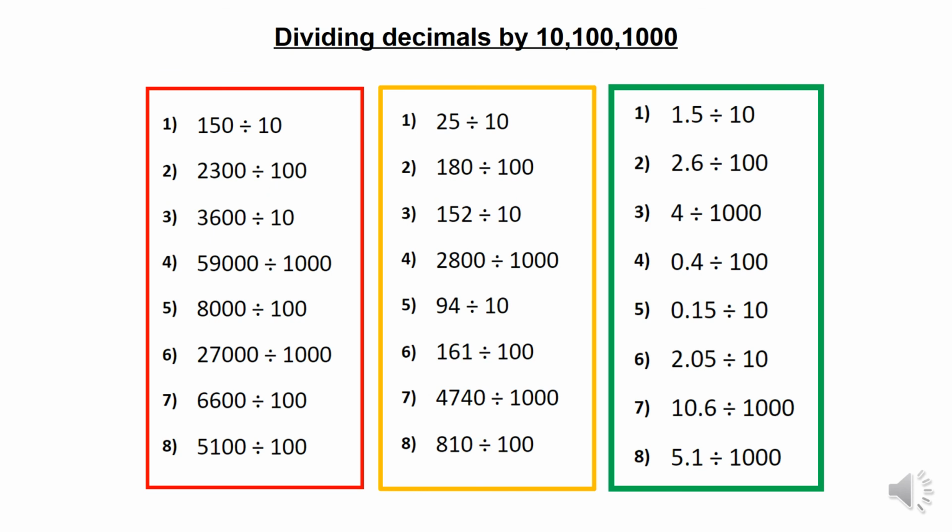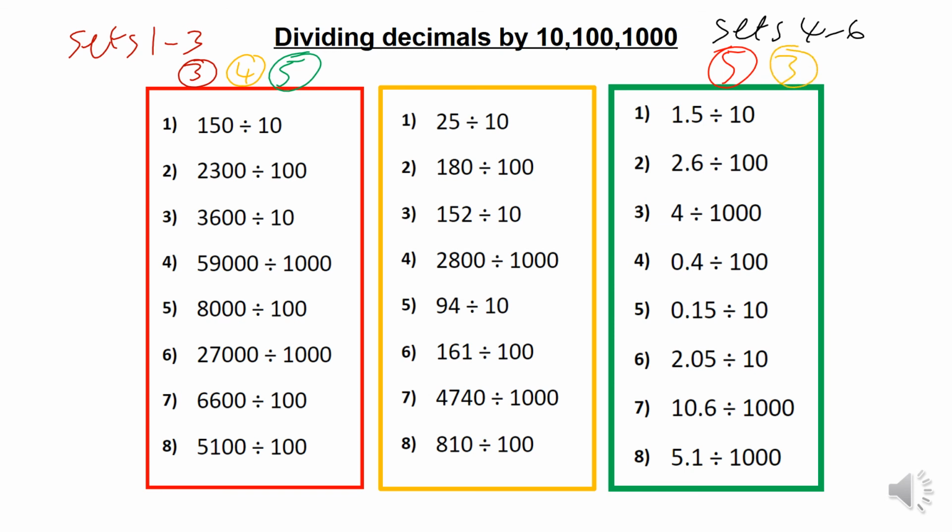We have now come on to the main task. If you are in sets 1 to 3, can you please have a go at 3 from red, 4 from amber, and 5 from green. If you are in sets 4 to 6, can you please have a go at 5 from red, 3 from amber, and can you have a go at 3 from green?